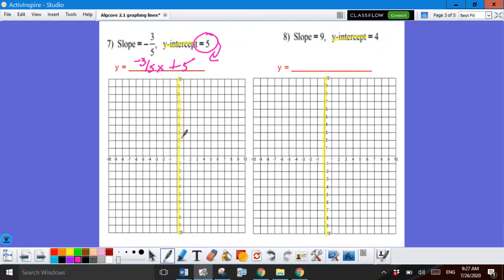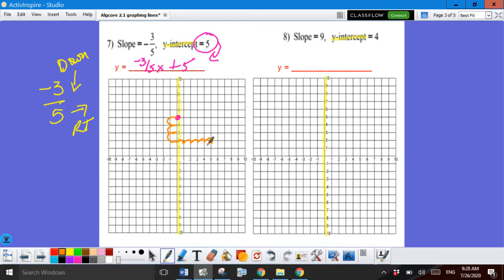So I am going to start with this point. That's positive 5, and it's going to be on the yellow line. So 1, 2, 3, 4, 5. Okay, now this -3 over 5. This motion is negative. So I know that I'm going to be going down and I'm going to be going to the right. Okay? Down and to the right. So down 3. 1, 2, 3, and 5 to the right. 1, 2, 3, 4, 5.